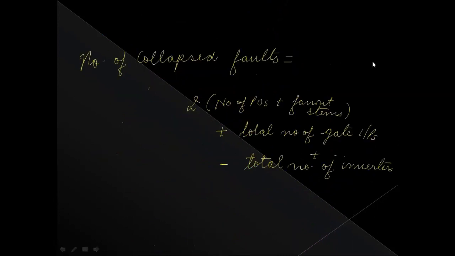So there is a formula which has been made which tells me how to get the number of collapsed faults. Okay. So what is this formula? This formula says twice the number of primary outputs plus the fan out stems. A fan out stem का मतलब क्या है? प्राइमरी आउटपुट आप समझते हो.